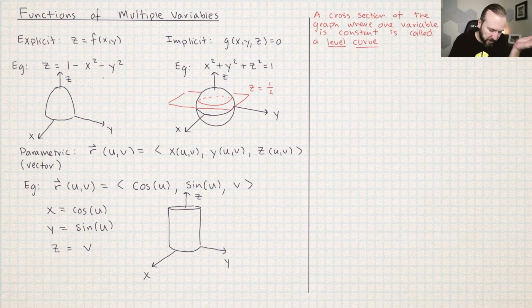So maybe for this one, I'll pick, for example, x is equal to 0, and that would be slicing the graph in this direction, and I would get this parabola right here. And then maybe for this last one, I'll pick, for example, z is equal to 2, and let's suppose that that's right here, and I would get a circle like this.